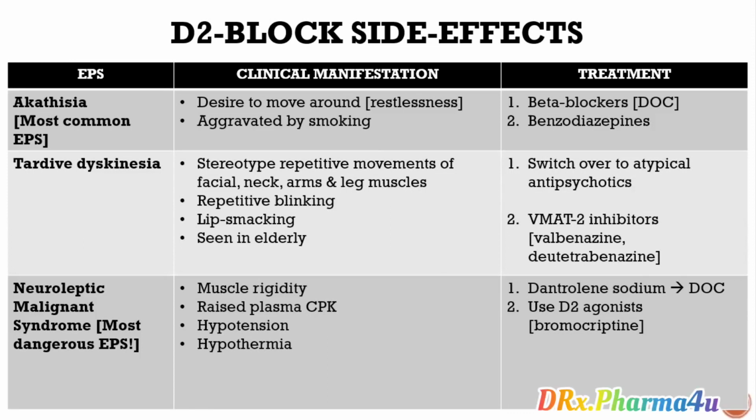So if those conditions happen, then the drug of choice is dantrolene sodium. Dantrolene sodium is the drug of choice. We can use dopamine agonist also, because this is happening due to dopamine blockade. So we can use dopamine agonist also. For example, bromocriptine.